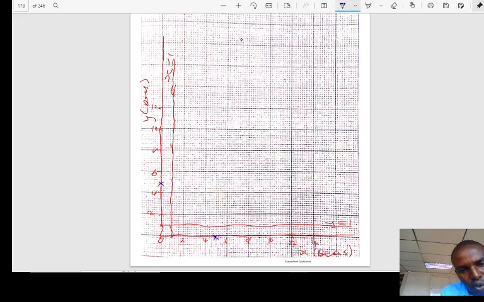Let me draw a better one. Then you write x plus y is equal to 5. You have to label your lines, please. Then the last one, x plus 2y is equal to 8. You say when x is 0, what is y? It is 4. X 0, y 4. When y is 0, what is x? It is 8.